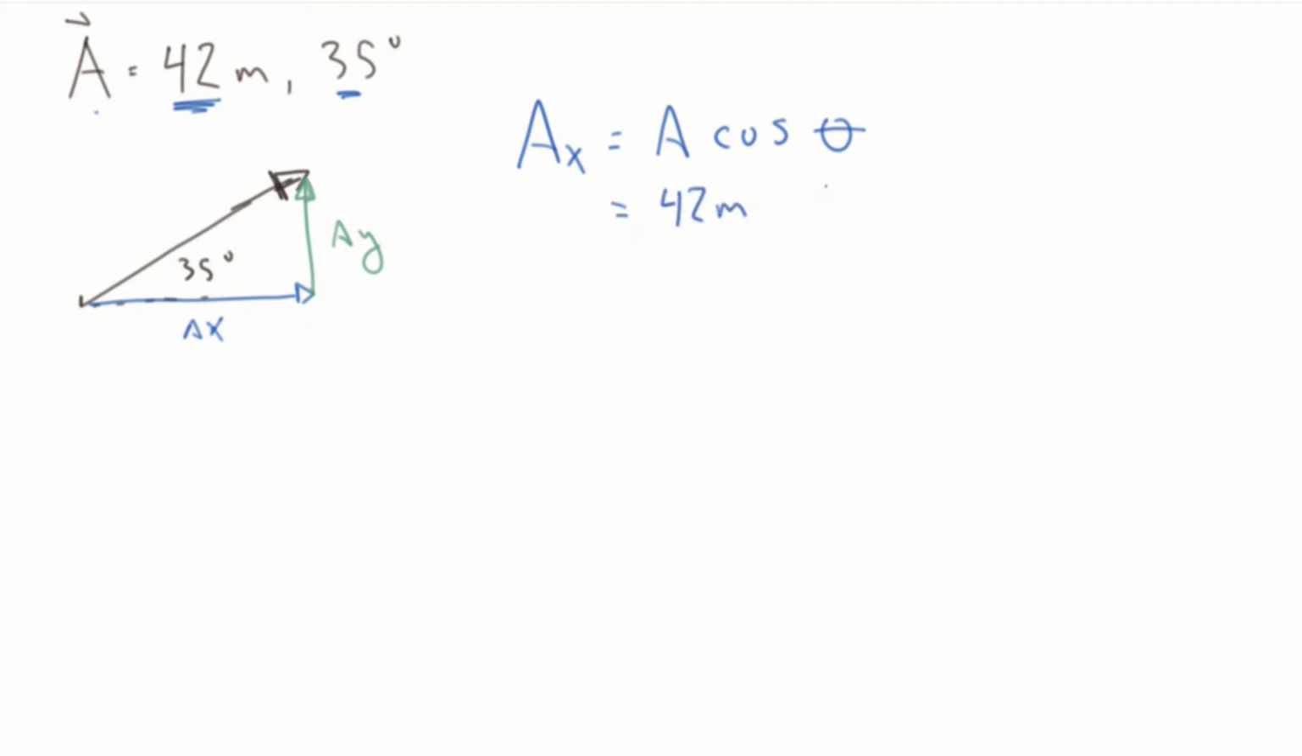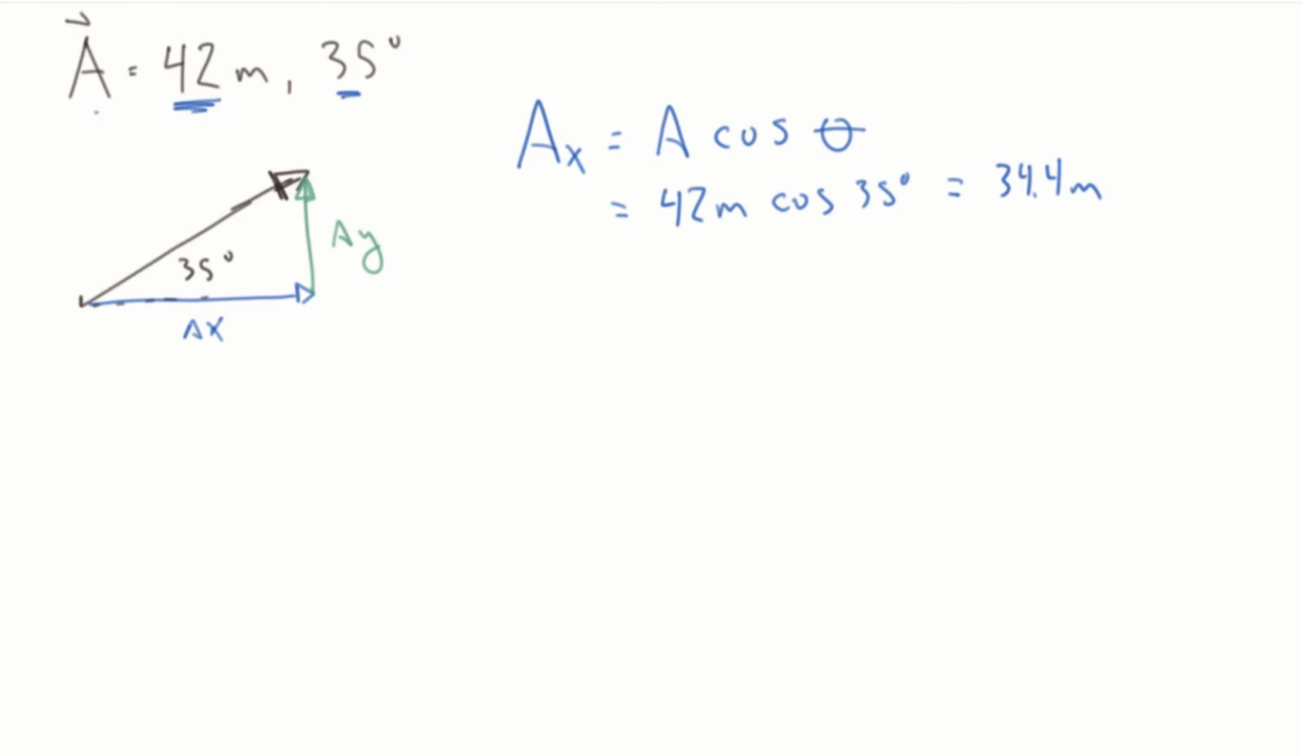So let's keep the units so we know what we're getting. 42 meters times the cosine of 35 degrees. Again, make sure your calculator is in degrees, not radians. So I can just type it in literally. Say 42 times cosine, parenthesis opens up for me automatically, quantity 35. So we get a value of 34.4 meters, and that's the Ax component.